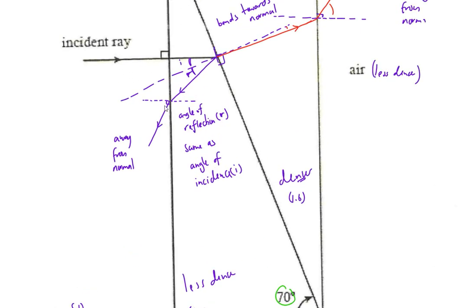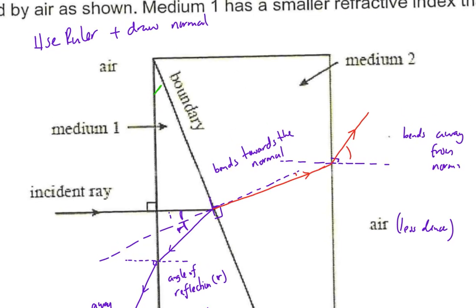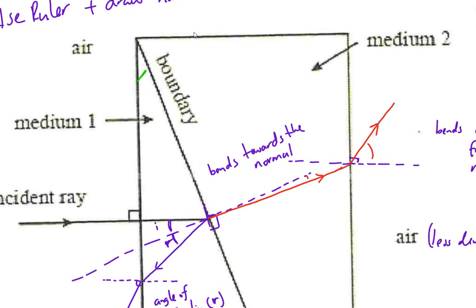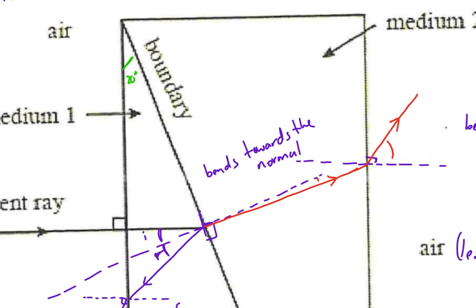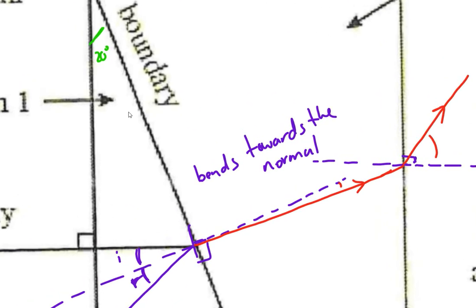Okay, so let's zoom in now. So this here will be 20 degrees. Let's zoom in again. Now we are left with this here. What we know is that this is 90. So if this here is 20, therefore this here will be 70 degrees.